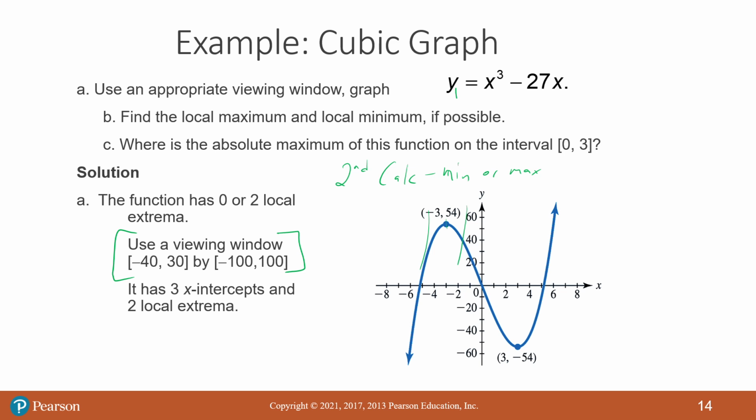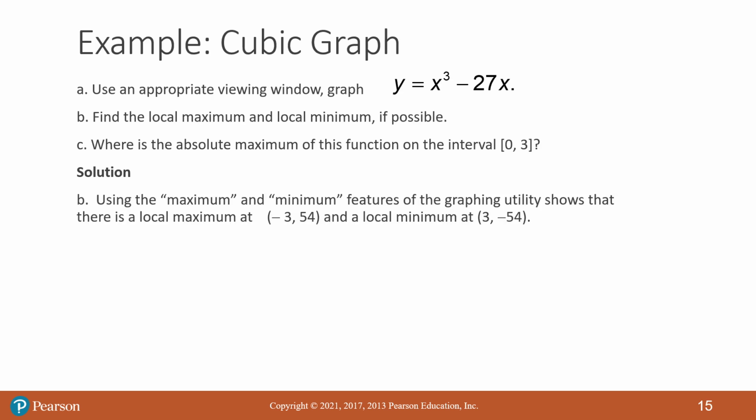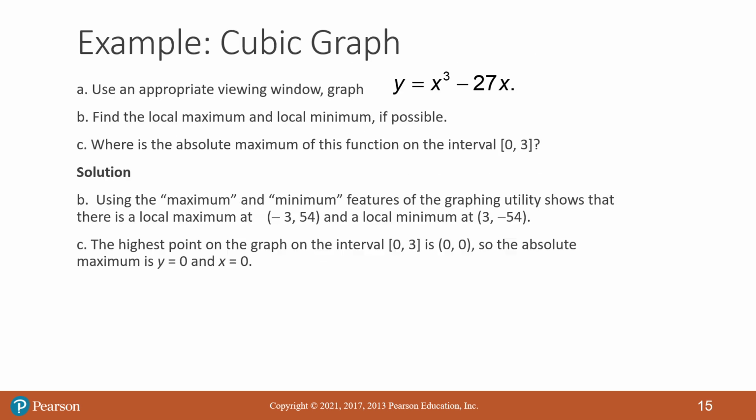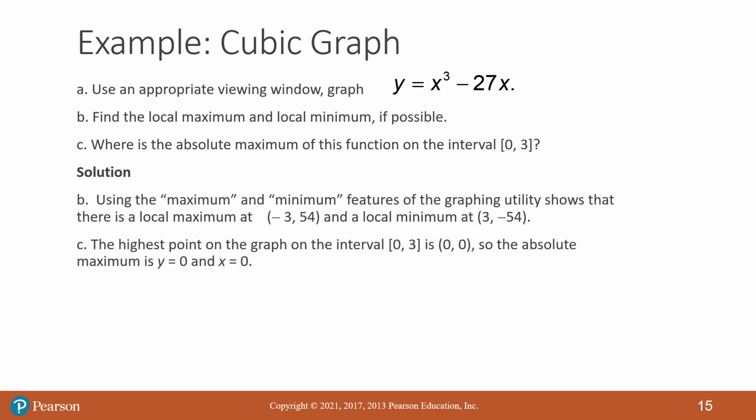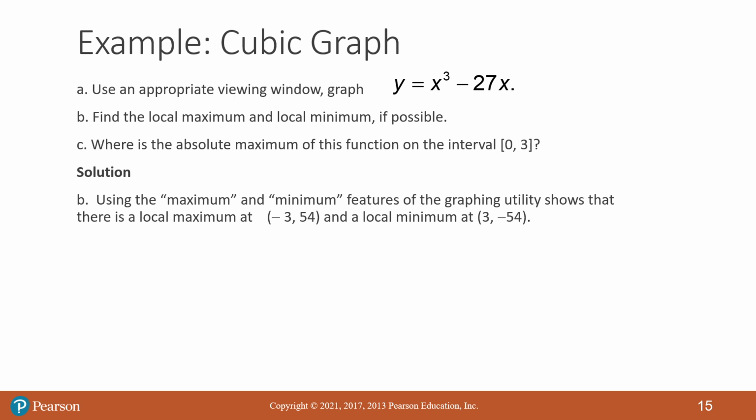Okay, if you find it, you'll find that your local maximum here is 54, and your local minimum here is negative 54. Okay, we have 2 local extrema. Now, the next thing it's going to ask you is, what is the absolute maximum of this function on the interval from 0 to 3. Okay, now from 0 to 3, let's go back and look at the picture. 0 to 3.